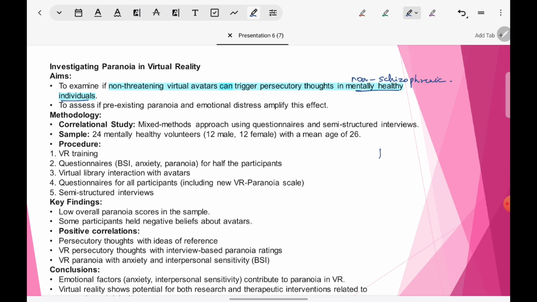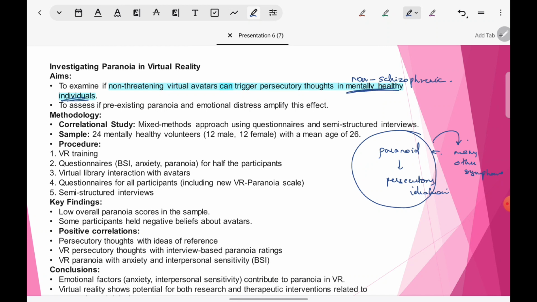Basically, researchers want to see whether being paranoid can result in having persecutory ideation. Now, if they were to take schizophrenic individuals in the study, besides paranoia, they have many other symptoms. So they would not be able to clearly see the relationship between these two variables. Too many variables would be interfering in between, or you could say there would be too many third variables. So it was best to take healthy individuals. Now, what do we mean by triggering persecutory thoughts? Persecutory thoughts means thoughts of harm.